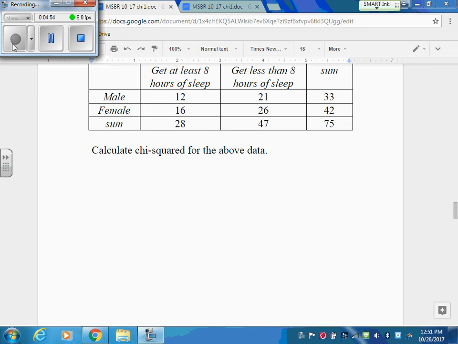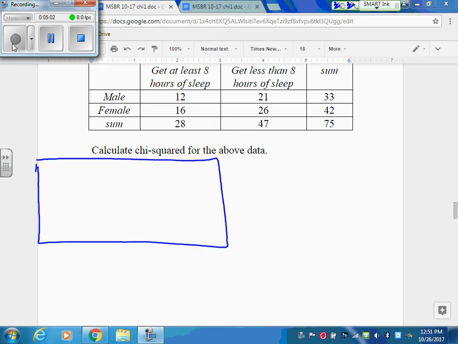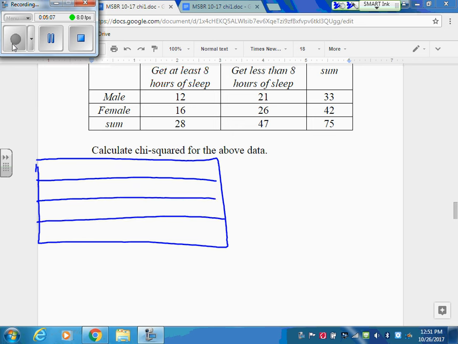And the first step for chi-squared is I'm really going to copy this exact same table over. So you can watch me do that here. So what did I have? I had 4 rows and I had 4 columns. The bottom ones were sums or totals. And then I had my male, I had my female, and I had a grand total of 75 participants. Here was at least 8 hours. Here was less than 8 hours. And so that's my little quick setup.